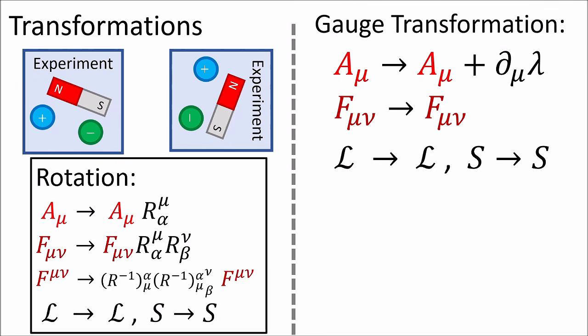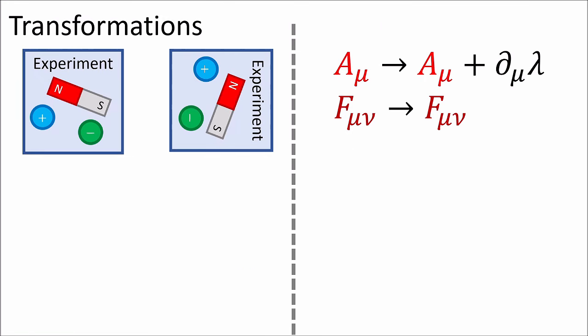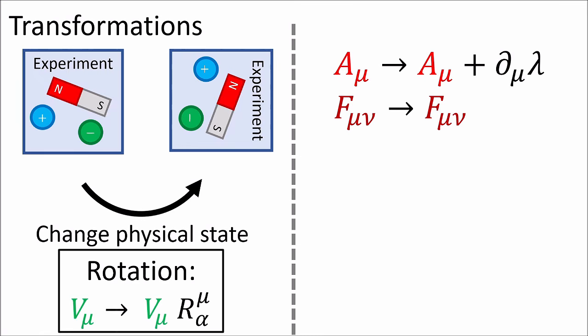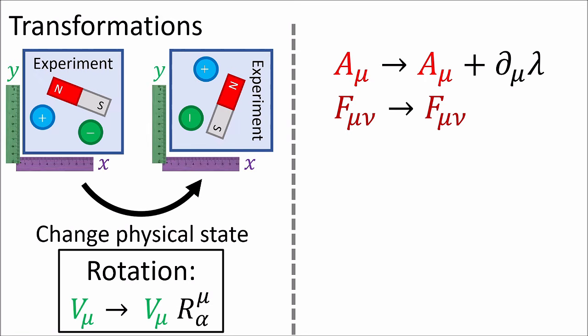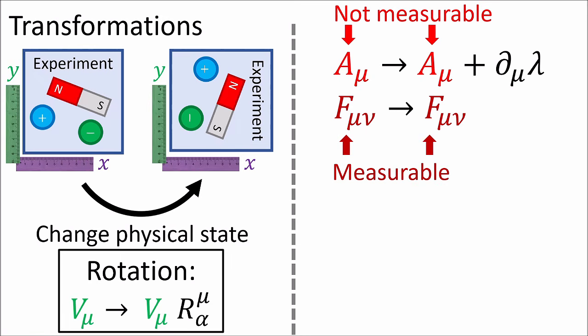You might think that this is pretty similar to our example of rotating our experiment setup. However, there is an important difference between the two. When we rotate our experiment 90 degrees, we're actually changing the physical state of the experiment, which we can measure using physical coordinate axes. But when we gauge transform our 4 potential A, we're not changing the physical state of the experiment. This is because the 4 potential A is not directly measurable. Only the electromagnetic field F is directly measurable.